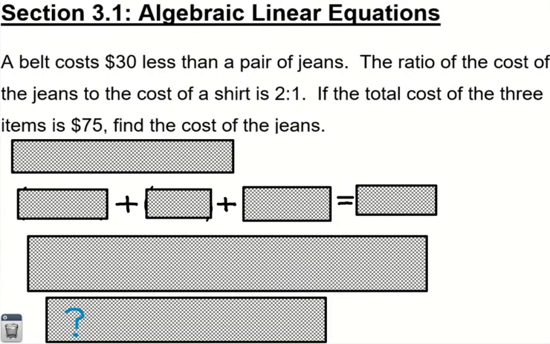Alright, section 3.1, more stuff with linear equations. We start with a word problem that says a belt costs $30 less than a pair of jeans. And then it says the ratio of the cost of the jeans to the cost of a shirt is 2 to 1. If the total cost of the 3 items is $75, find the cost of the jeans.